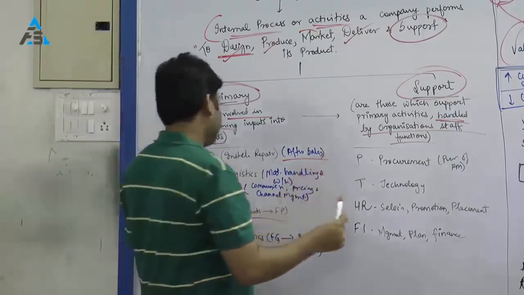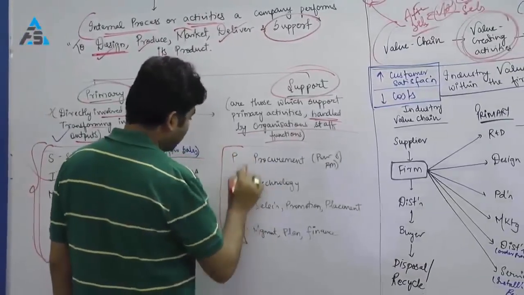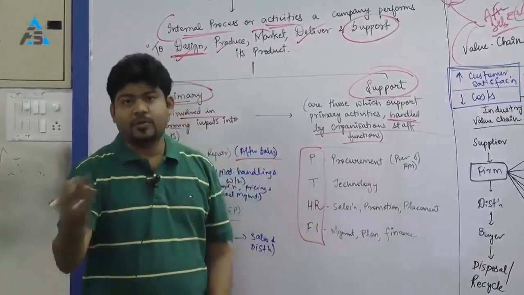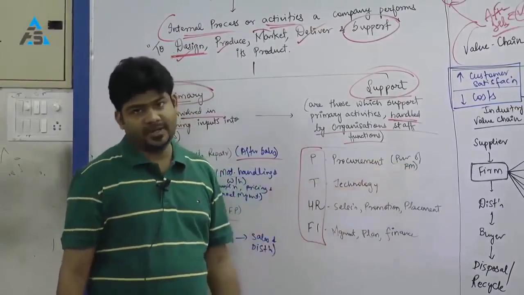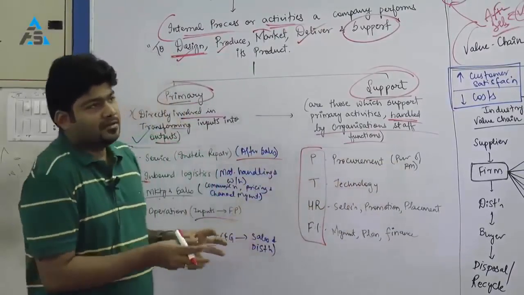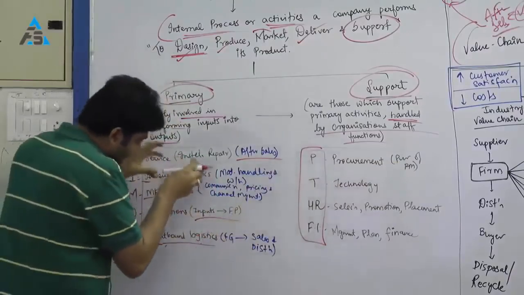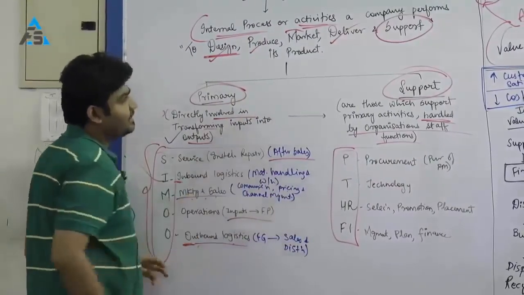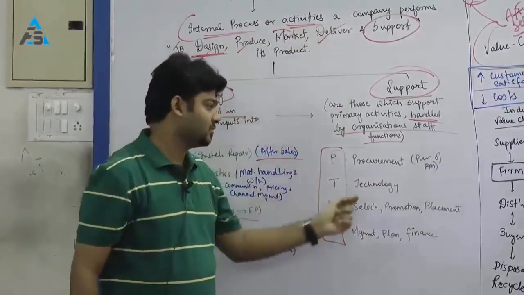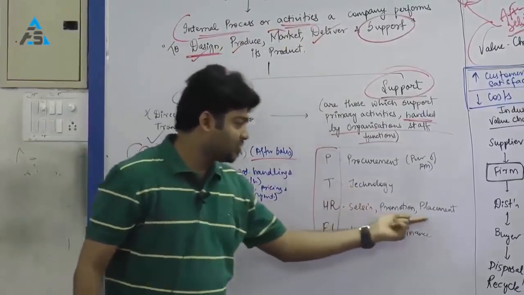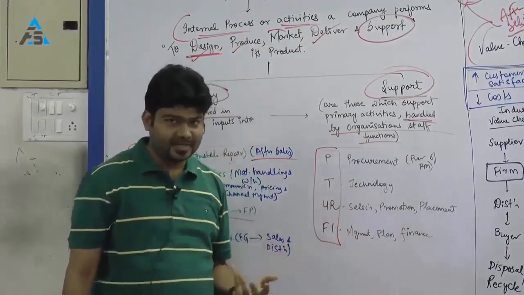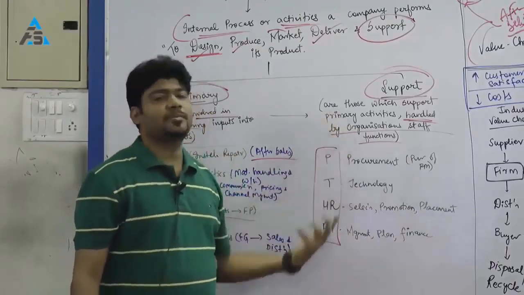And what are my support activities? These are my support activities. First is procurement. So मेरे को पहले procurement करना पड़ेगा ना raw material का. So procurement, technology. Now these again, if you closely observe, these are like the inherent activities which are there in making the product. These are like the finishing ones. So टेक्नोलॉजी हो गया, सिलेक्शन प्रमोशन प्लेसमेंट which is my HR, मैनेजमेंट ऑफ फाइनेंस, मैनेजमेंट प्लानिंग ऑफ फाइनेंस, all of that, these are nothing but my support activities.